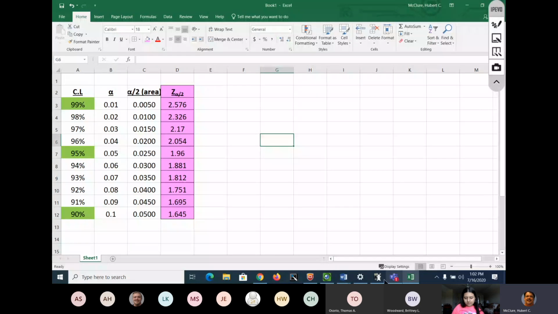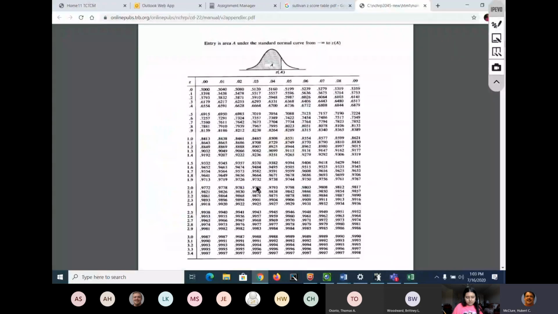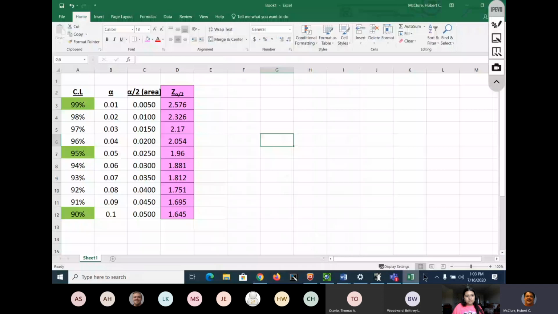I'm trying to find my 0.9950, be down in here. 0.9950 is right between these two. So that's going to be a negative 2.575. So let's see what we got on our handy dandy calculator: 2.576. And the calculator is going to be more detailed. But that's how you use the table. Okay? Remember, and write this down in your notes.